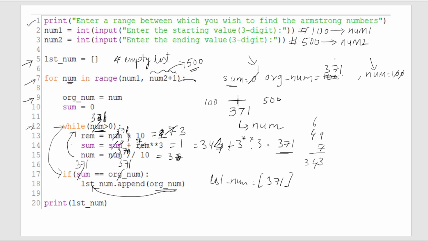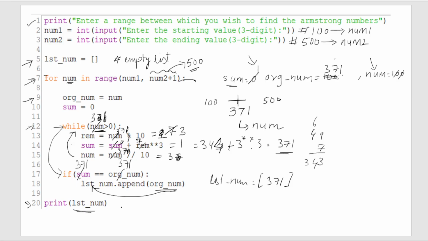Okay, likewise it will check all those values, validating the functionality of line number 12 to line number 15. If you are able to find the sum which is equal to the original number, it will append, otherwise it will not append. So once this for loop is done completely, when this loop ends, the control will come to line number 20 and it will print all the values contained in the list.